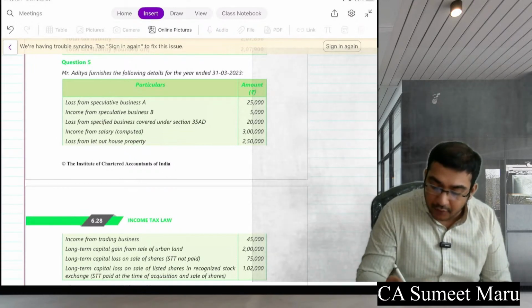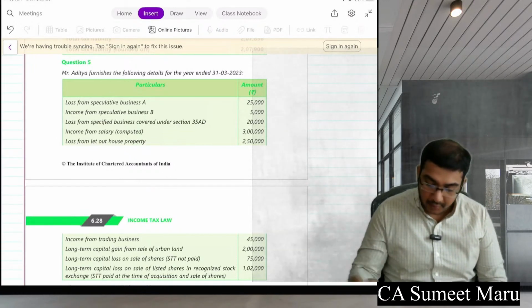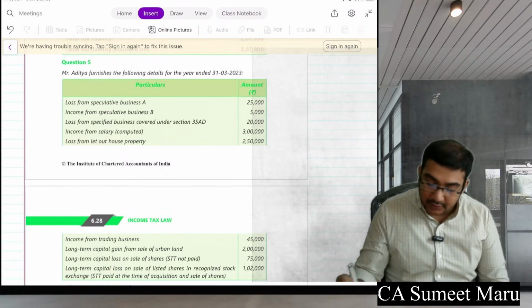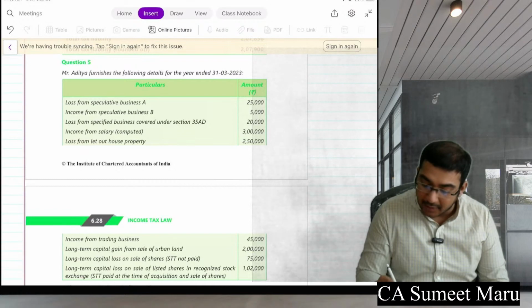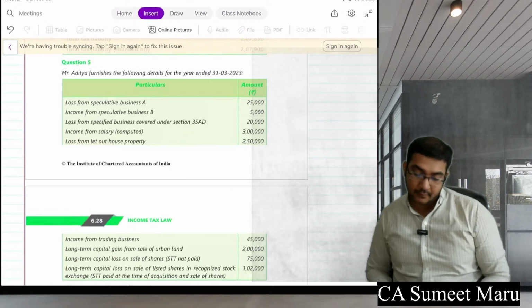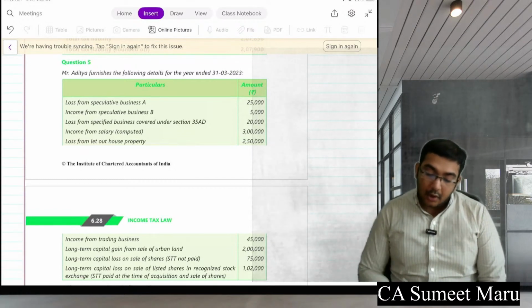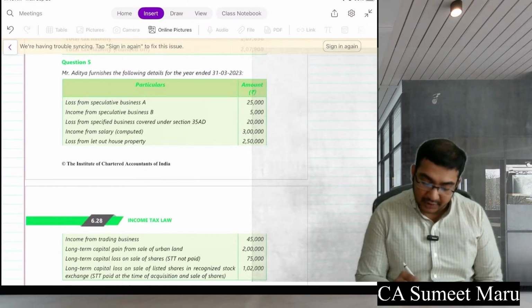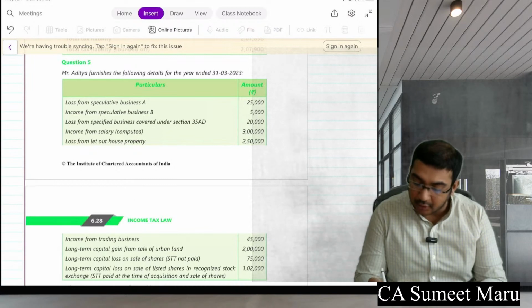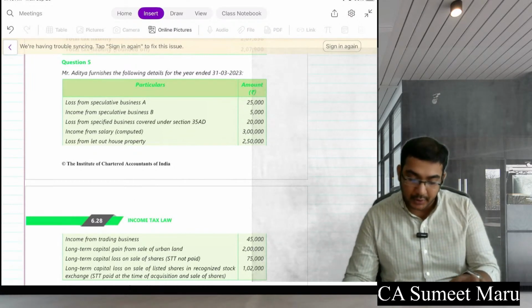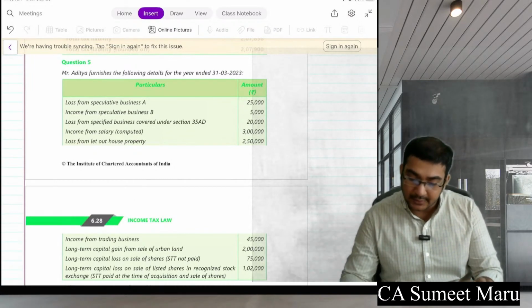Income from letting out of house property. Income from trading business is also there. Long-term capital gain is there, and long-term capital loss is also there. Long-term capital loss on sale of shares in a recognized stock exchange, STT paid at the time of acquisition, and there is also more long-term capital loss where STT was paid. So you have the question in front of you, guys.